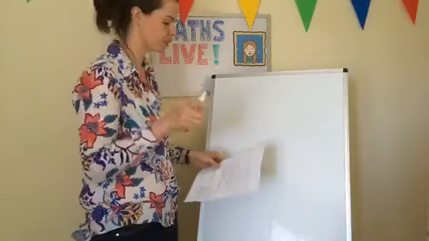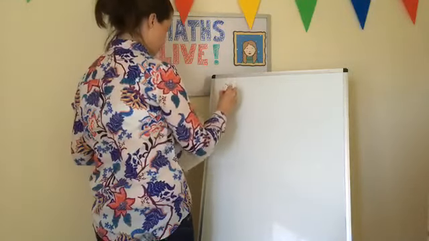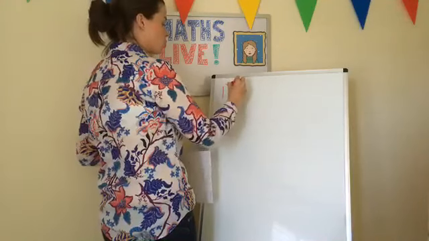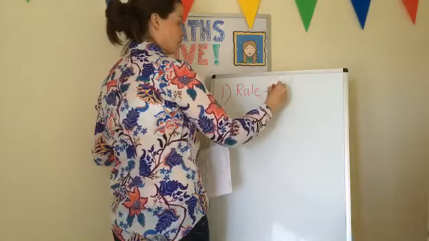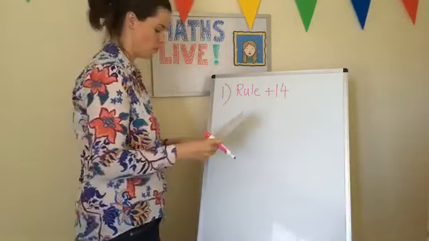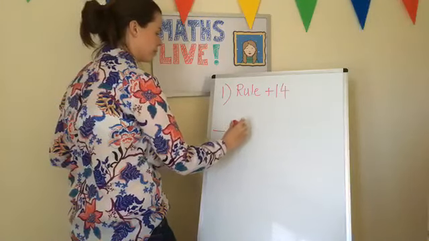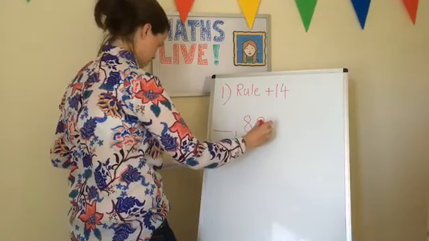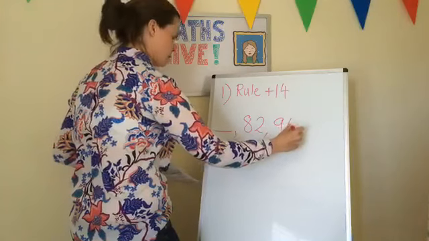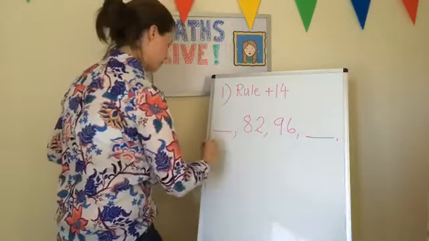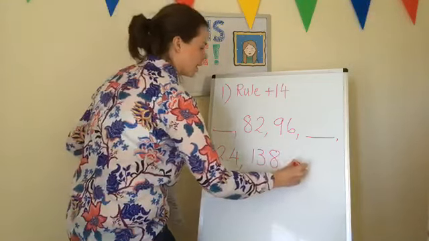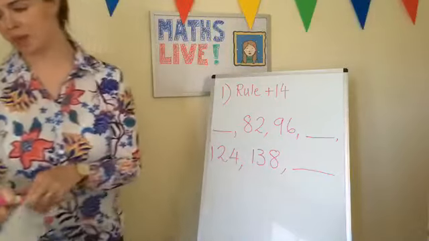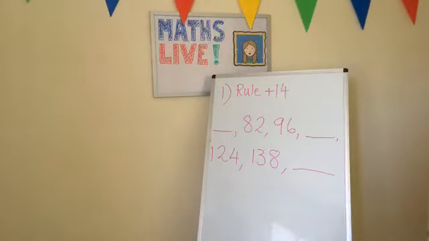Look for the rule. So, question 1. The rule is add 14. It's already telling you the rule, and here is the sequence. Can you find the missing numbers? What are the missing numbers in that sequence if the rule is add 14?